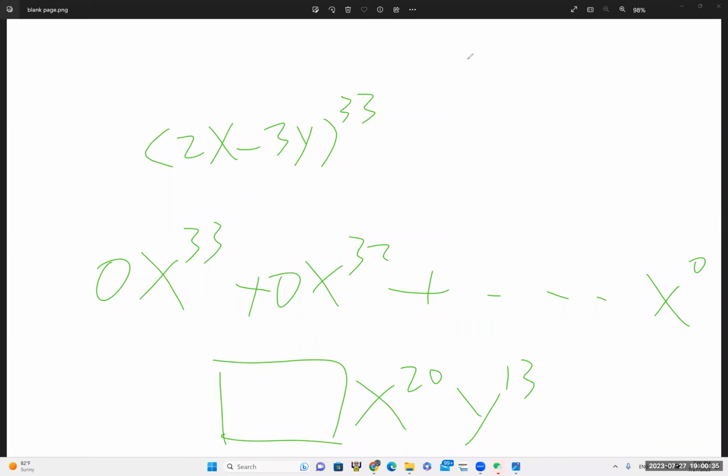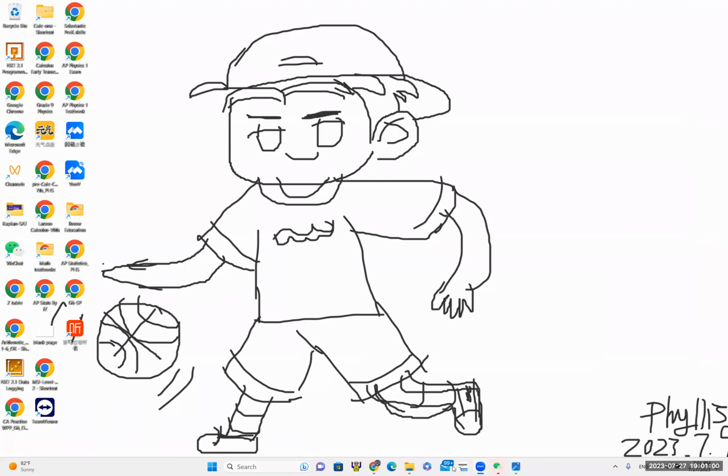So the binomial theorem helps us find this coefficient quickly. Okay, so let's go to this theorem.